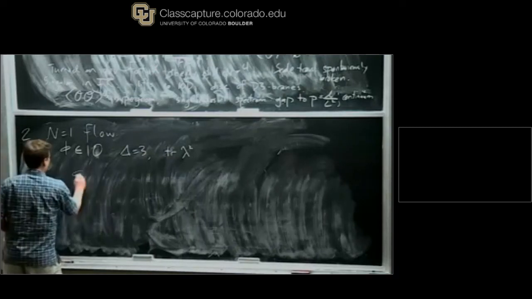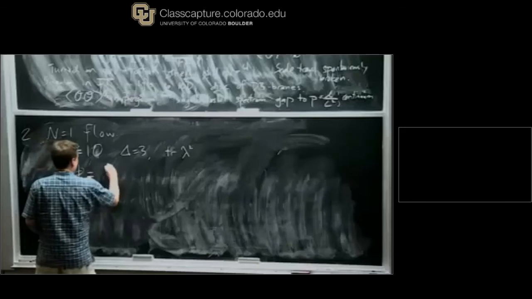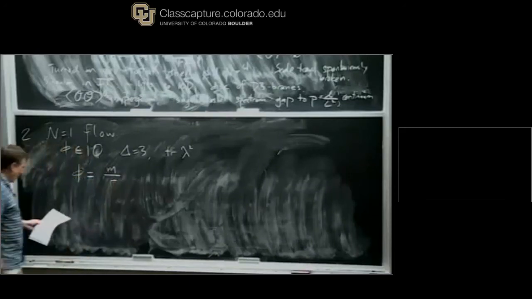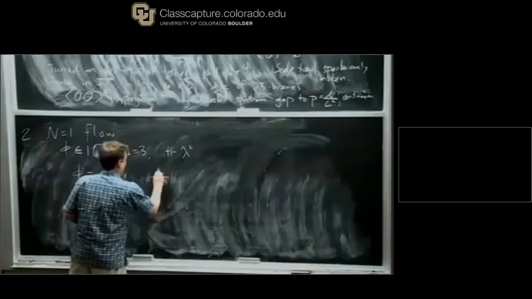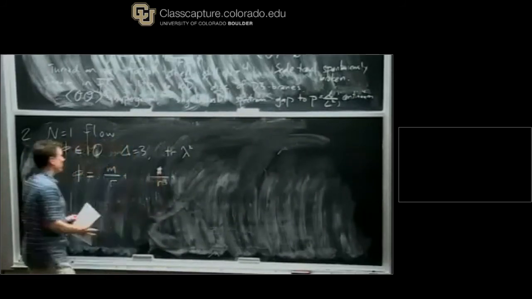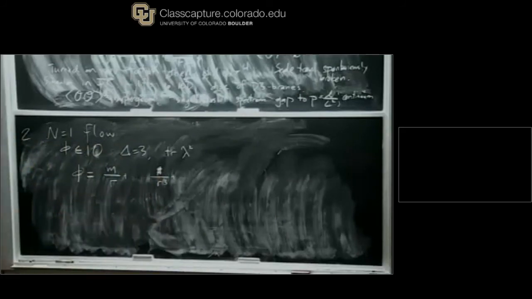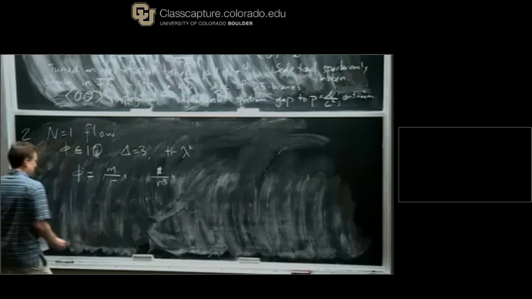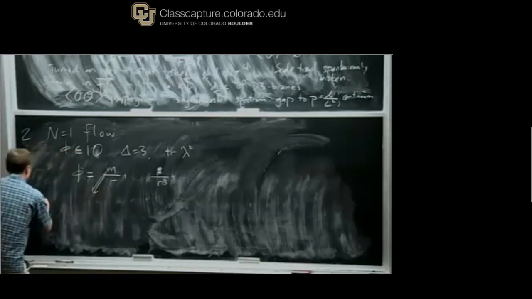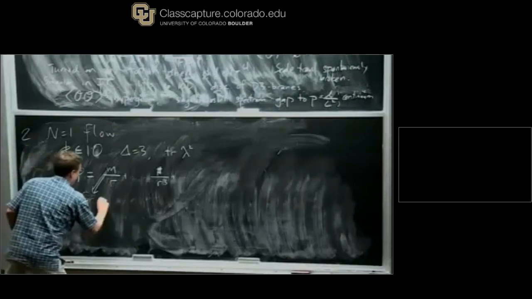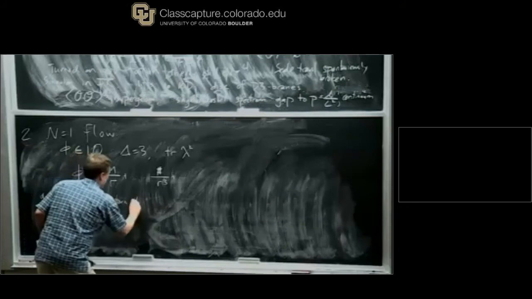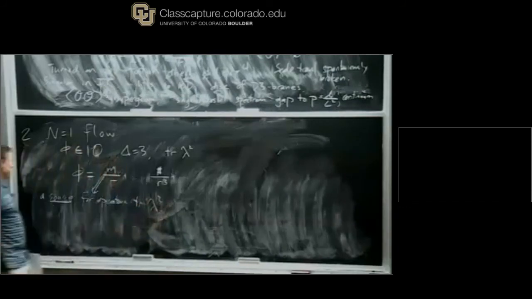And this solution involves a 1 over r term and a 1 over r cubed term. And I'm not too interested in the subleading term. What I'm interested in here is that there's a leading term with some constant that I've called m. And so by adding this, this is a source for the operator trace lambda squared.